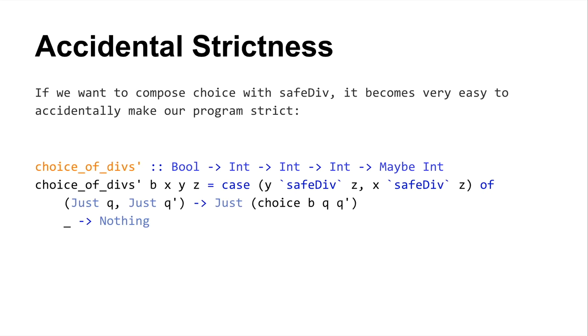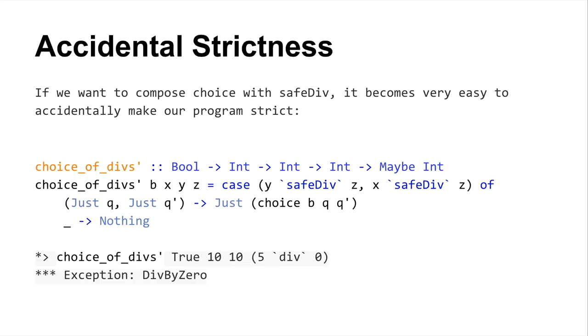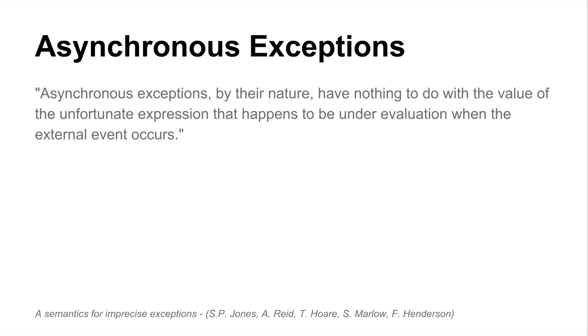Now you'll notice that in order to apply choice to two integers, we actually have to pattern match on the return value. We have to pattern match on the constructor of these safeDiv calls. And what we've accidentally done here is made this program strict. So the same choice with divs prime, true 10 10, should only work on the left-hand side. But the fact that we're doing this pattern matching actually drives evaluation of the expression on the right-hand side, and we get a divide by 0. This is not an insurmountable problem, like just don't do this, but it becomes easy to make little mistakes that have cascading effects through your system.